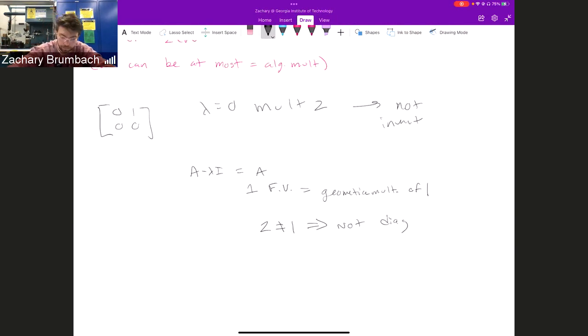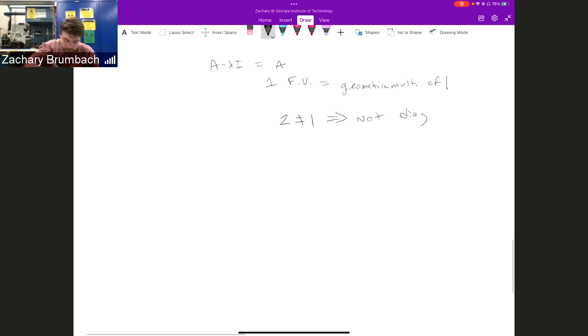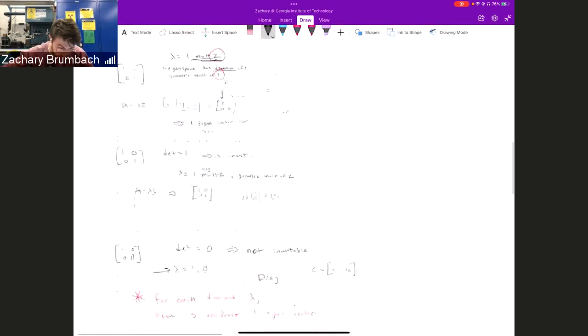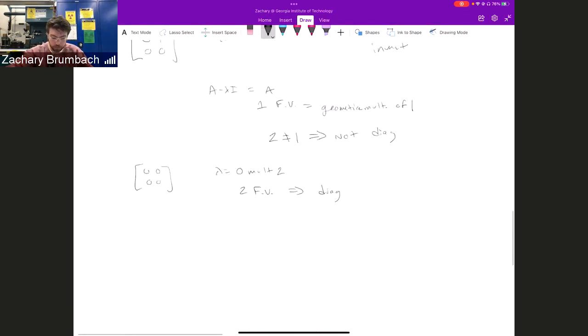Yes, yeah. If we had a zero matrix, right? 0, 0, 0, 0, right? This we have lambda equals 0, multiplicity of 2, okay? And it has 2 free variables, therefore diagonalizable. Yeah. I already talked about this matrix as well, I believe. Oh, no, I didn't, but yeah.